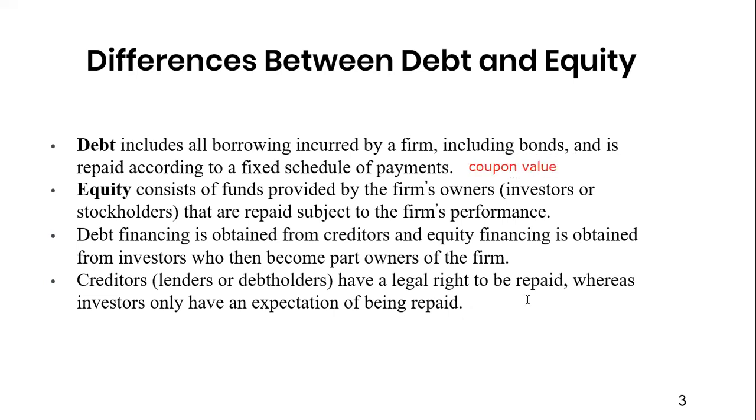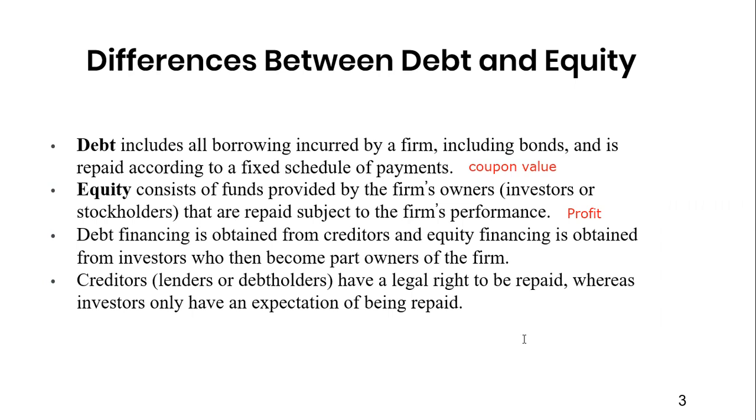On the contrary, equity consists of funds from multiple people, firm owners or investors, who invest in a company in order to benefit from the company's performance. Firm performance will be reflected in its profit. So debt instrument and equity instrument are very well known in financing any economic activity. Debt is obtained from creditors and equity is financing obtained from investors.